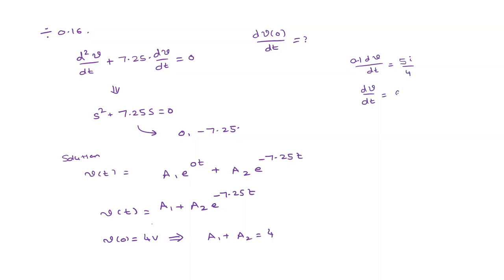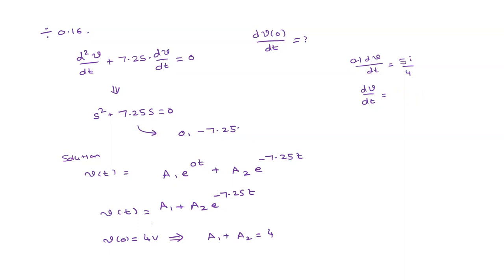6.25 into I of t means I. Into I, this is the one you are saying. Yes, sir. So what is 5/4? 0.125, sir. 0.125 into I. Divided by 0.1, how much is it? This 0.1 is the total value, 0.125 divided by 0.1.